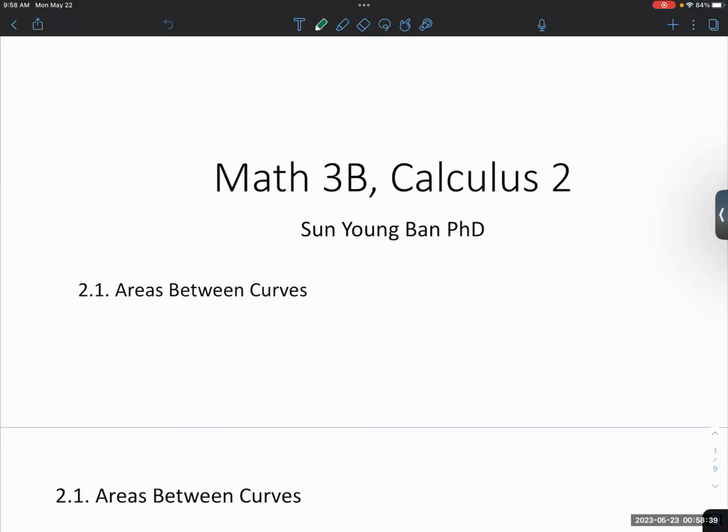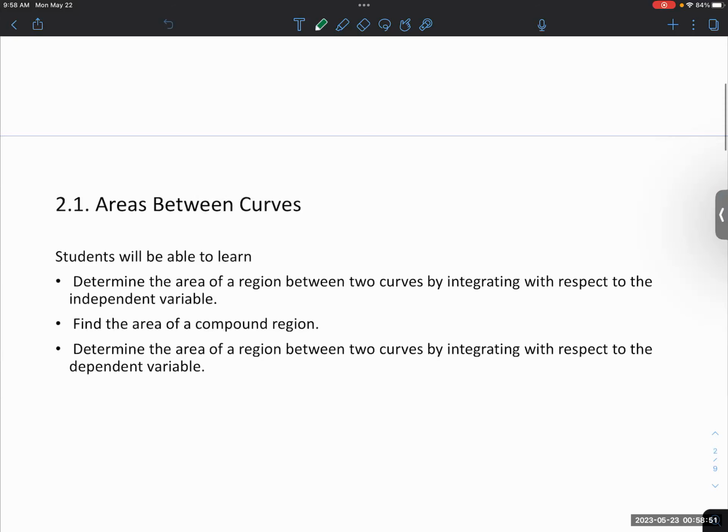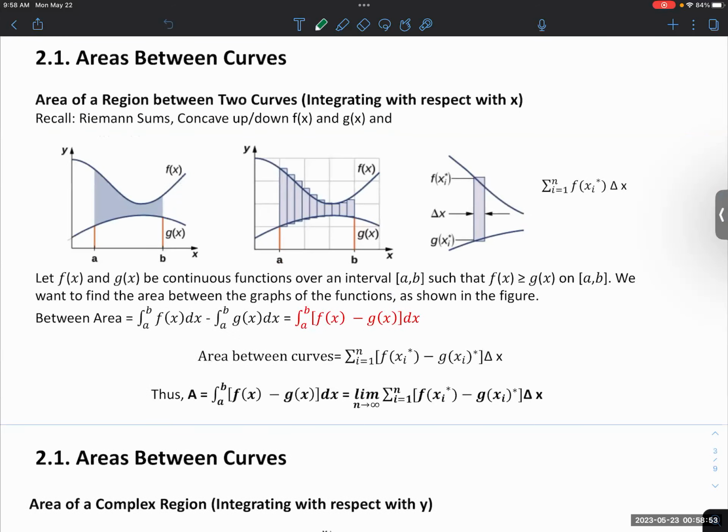Hello everyone, welcome back. In this video, we are going to continue to talk about 2.1, areas between curves. If you watched the last video, we talked about how to find the area between two functions. You find the function that has the higher height minus the smaller height, and then you take the area from A to B. In this way, you are able to find the area between.